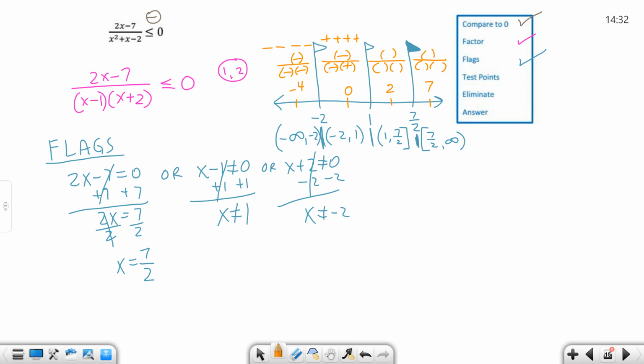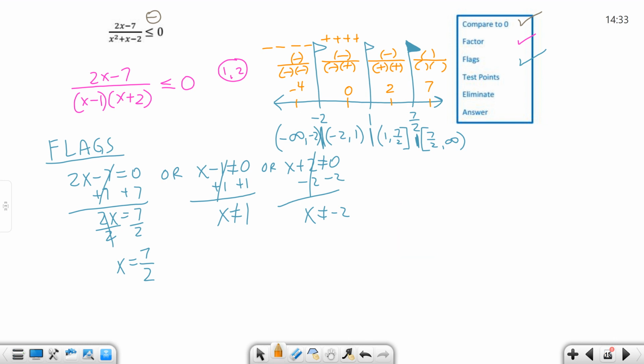Plug in 2. 2 times 2 is 4, right? 4 minus 7 is what? Positive. And then 2 minus 1 is positive. That's 1, positive. And then 2 plus 2 is also positive. So if you got all positives, then you got what? Uh-oh. What did I do wrong? Oh, 4 minus 7 is not positive, is it? So let me fix that. Some of y'all were screaming at the video here, right? Caught it. Not going to redo it.